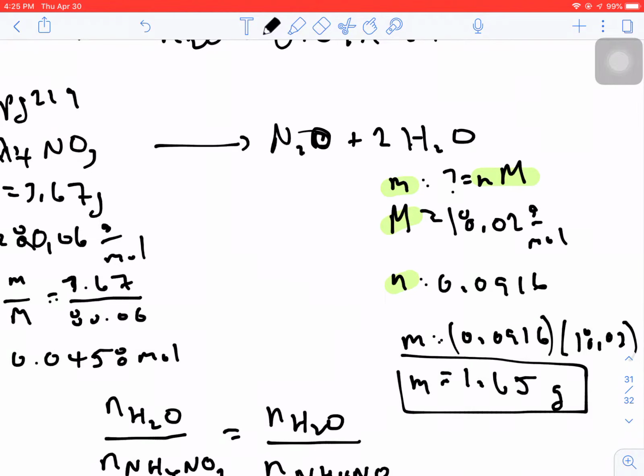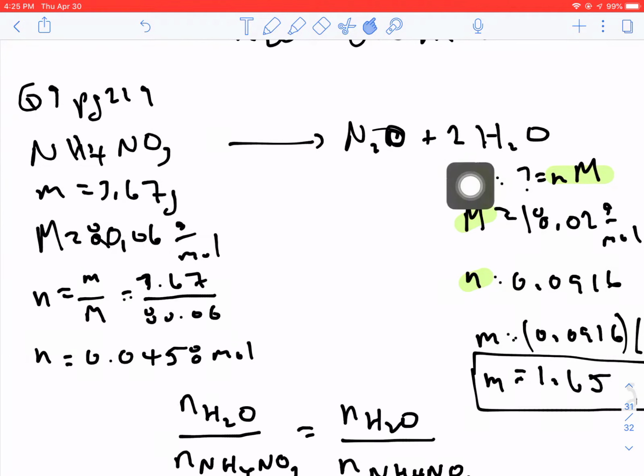Mass of water. So that tells me that when 3.67 grams of ammonium nitrate decomposes, one reactant makes 2 products, I get 1.65 grams of water, and I'm guessing I would get 2.02 grams of N2O, the missing mass. Okay, but again, we're not asked about that. All I'm asked is how much water. Okay, so let's go from there.